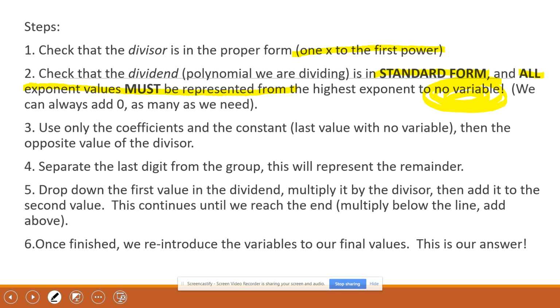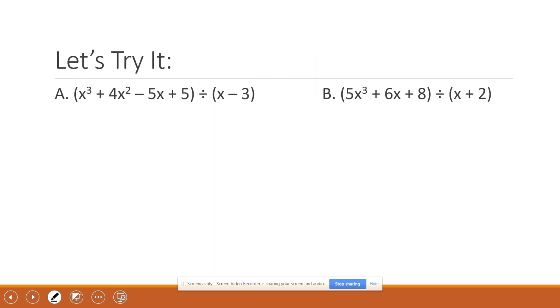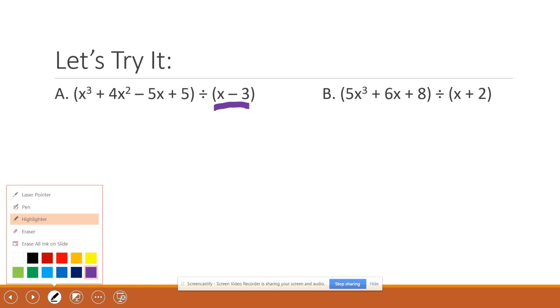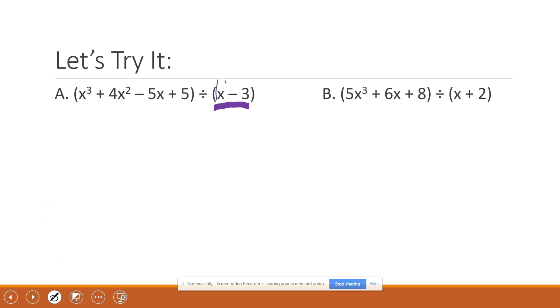The best way to learn these steps is to actually do them. So let's go ahead and give these two examples a try. So I'm looking right now at the x minus 3. Is that 1x to the first power? Yes, it is. So we can use our shortcut. Then I look here, I have x to the third, x squared, x to the first, no x. So this is in standard form, and all of my exponents are represented.